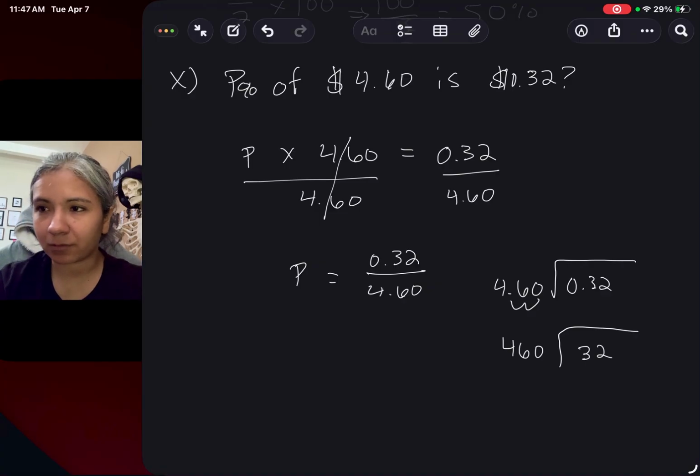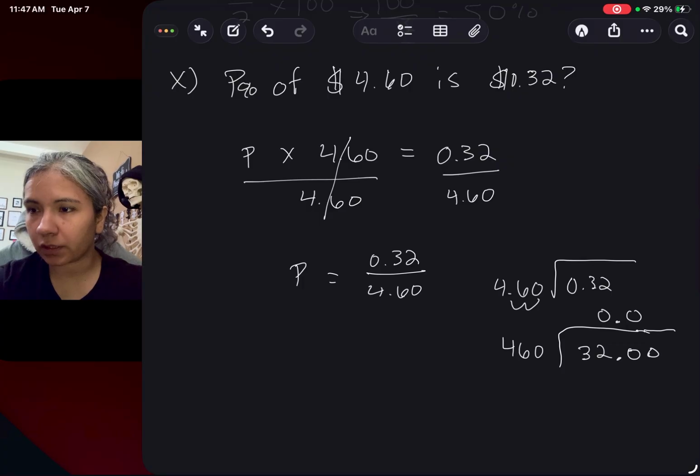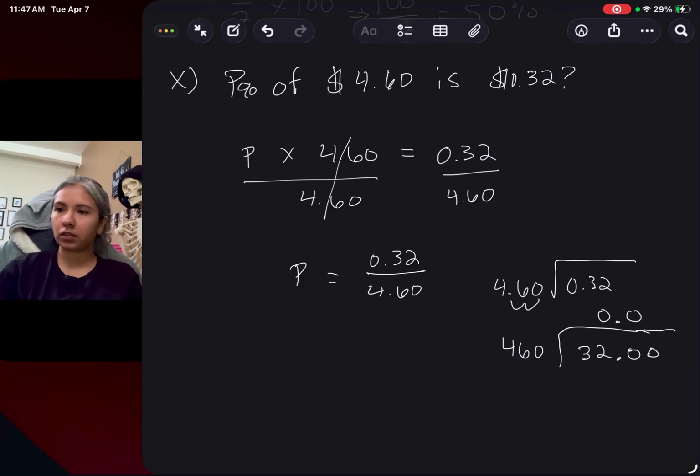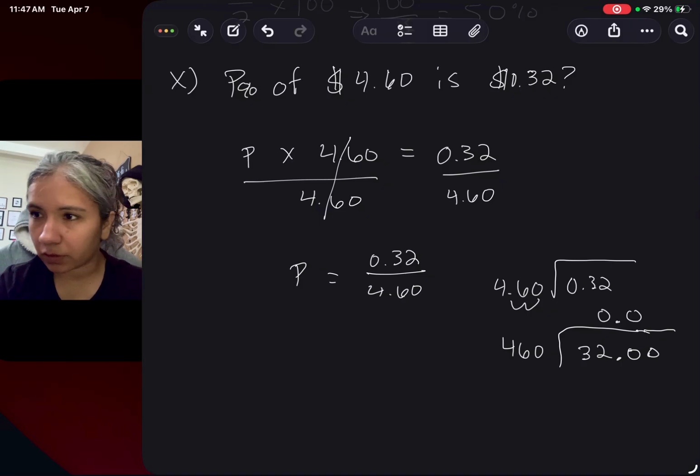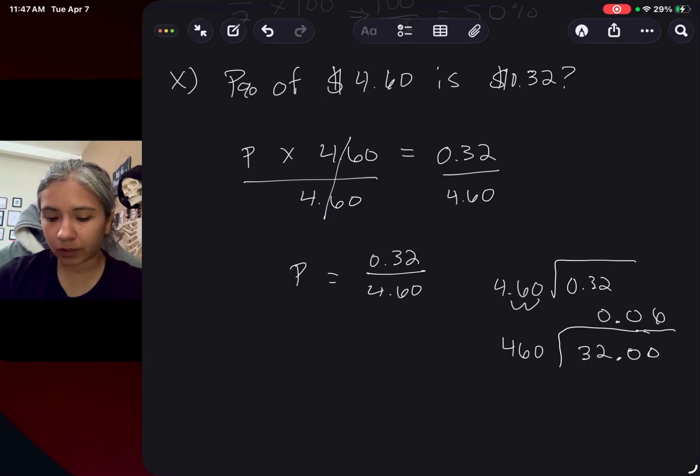So really, we will get a decimal. Okay, so 460 can't go into 32. 460 can't go into 320. But 460 can go into 3200 6 times. Alright, I'm just going to leave that as 0.06.